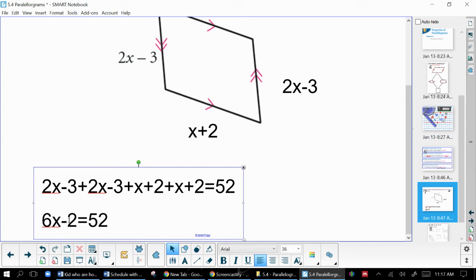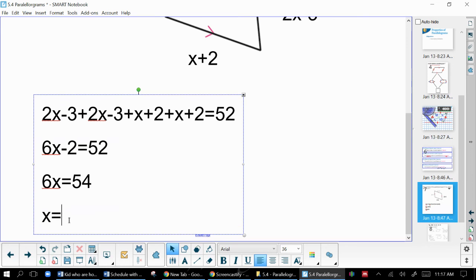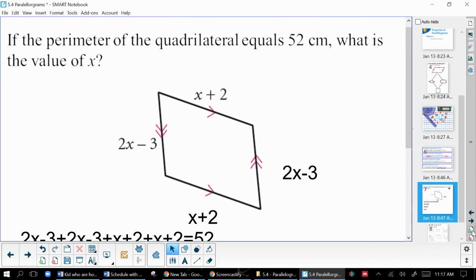And now we're back to something a little bit more like what you saw last year. So 6x, we're going to add 2 to both sides, equals 54. And divide by 6, x equals, is that 9? 54. That is, right? 54 divided by 6, yeah, it's 9. So x equals 9.